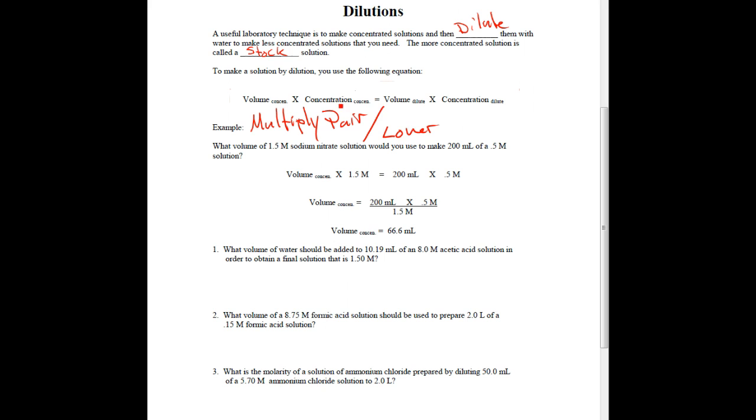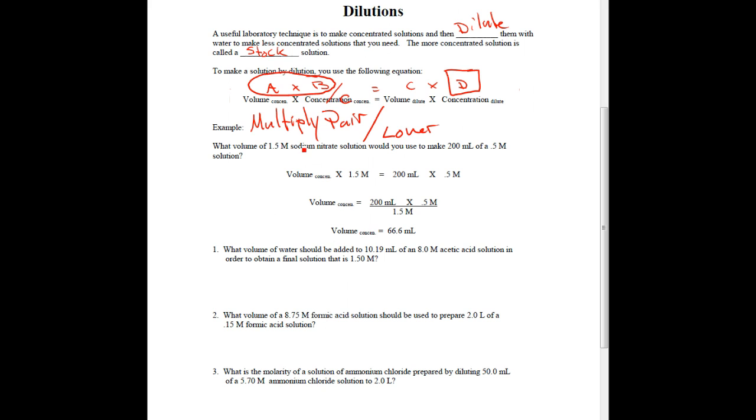If I wrote this equation, A times B equals C times D, and I asked you to solve for any of them, let's say I want you to solve for D, you would multiply the pair, A times B, and then you would divide it by the loner, which would be C. So, ignore the equation, just remember, multiply pair, divide by loner.